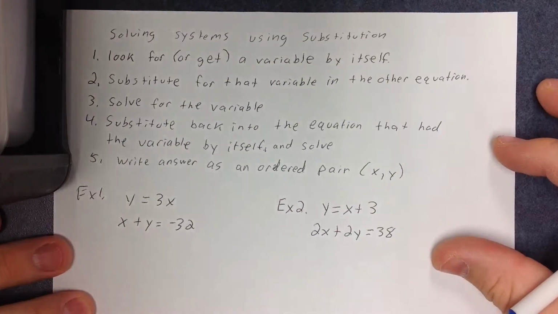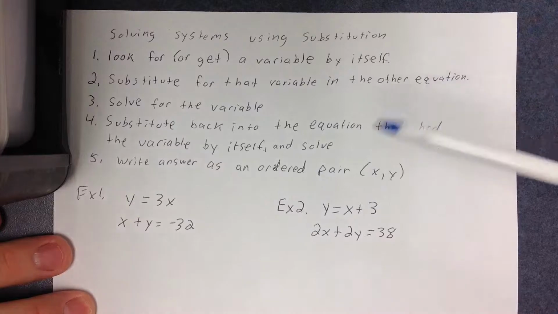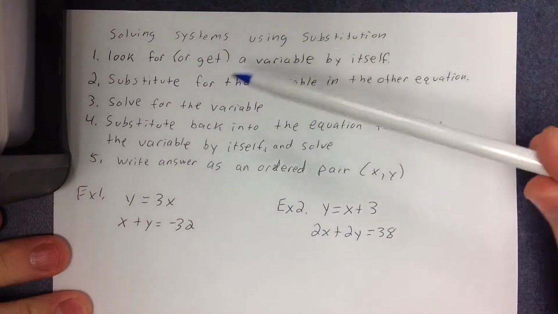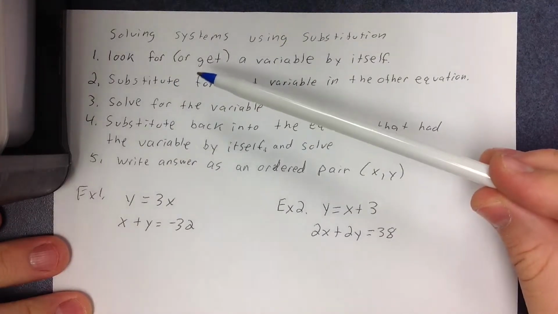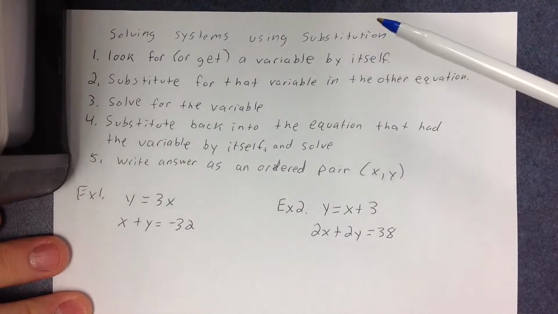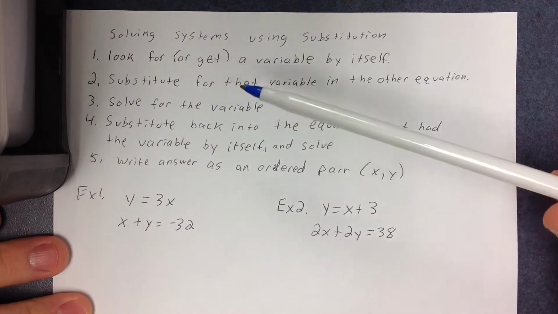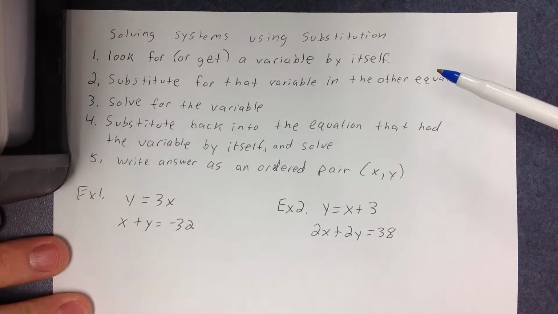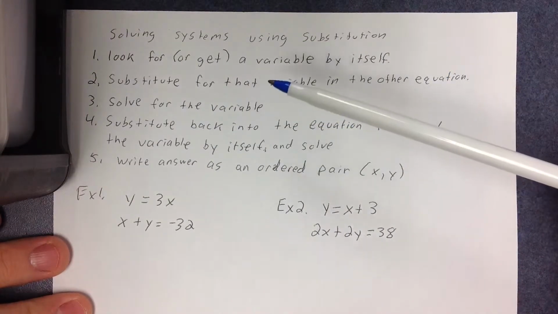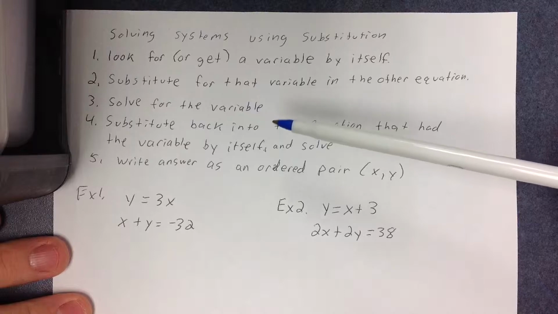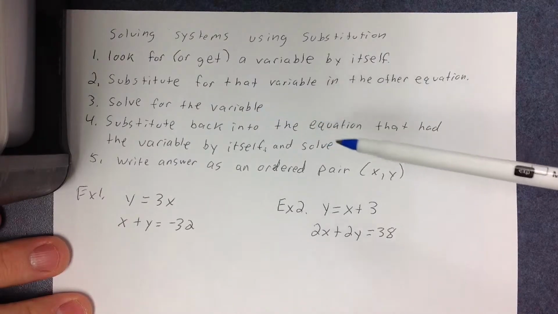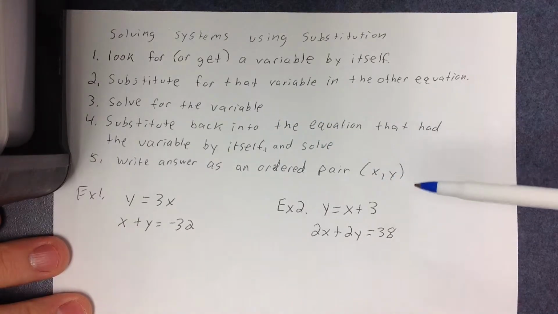Okay, solving systems using substitution. The first step I like to do is look for, or sometimes you have to get, a variable by itself. The second thing is to substitute for that variable in the other equation. Third, we're going to solve for the variable. Fourth, we're going to substitute back into the equation that had the variable by itself and solve. And then write our answer as an ordered pair.